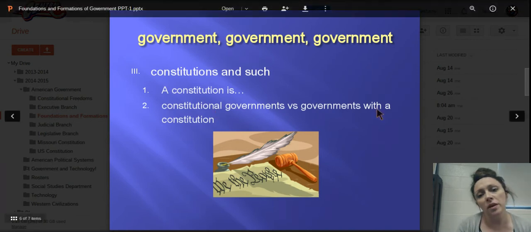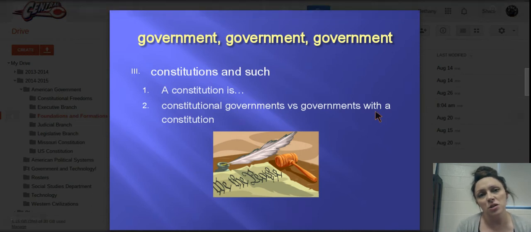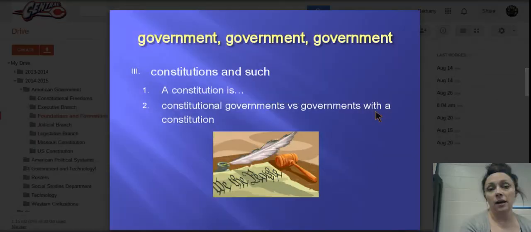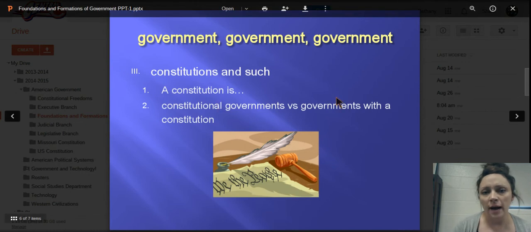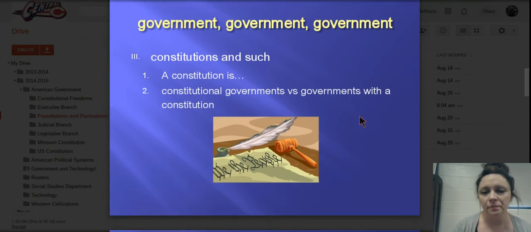Okay, and then a government with a constitution, this other one, is a situation in which the Constitution just sets up the framework for government. So maybe the Constitution says we're going to have a king, we're going to have a parliament, but it doesn't really set any limits or boundaries on what those rulers can do. So which of these do you think we have? A constitutional government or a government with a constitution? Take a second, think about that, and I'll answer it at the end of the video.